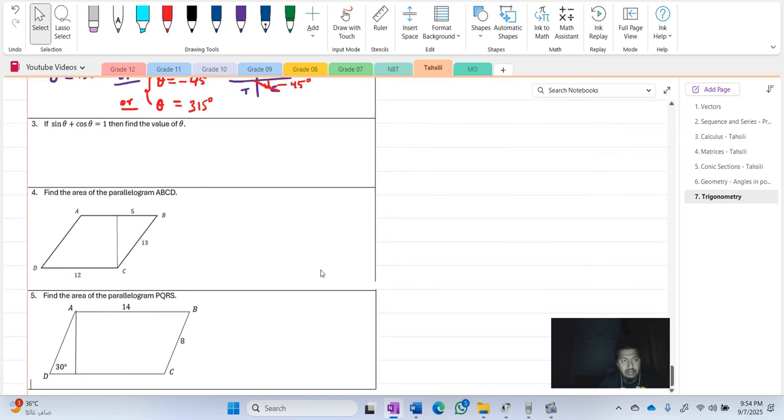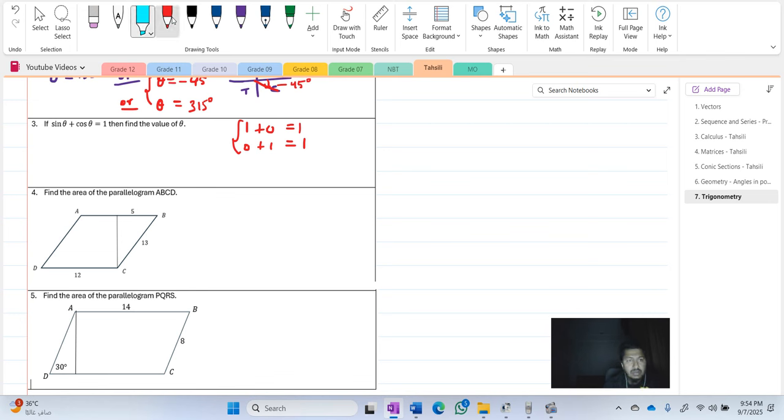Let's look at the next example. Sine theta plus cos theta is equal to 1. Now how are you going to get equal to 1? So I can say 1 plus 0 is 1, or 0 plus 1 is equal to 1. So those are the two cases from special angles, right?